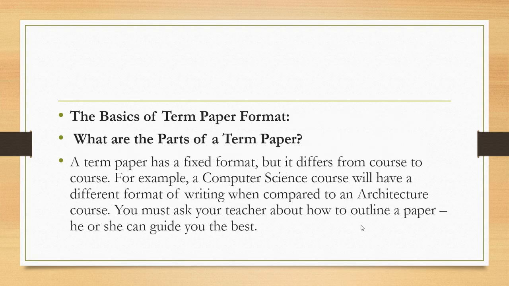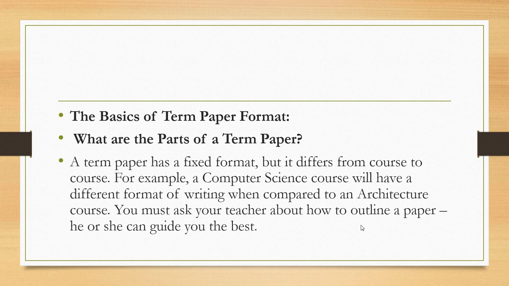What are the basics of writing a term paper? What are the parts of a term paper? What is going to be included in the term paper? What are the steps to be taken while writing a term paper? A term paper has a fixed format, but it differs from course to course. That depends on the course, whether it is an art subject, computer science, mathematics, or the humanities. That will depend on the subject.